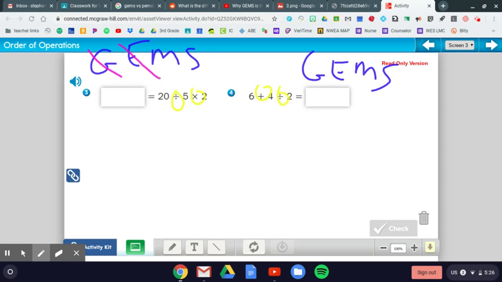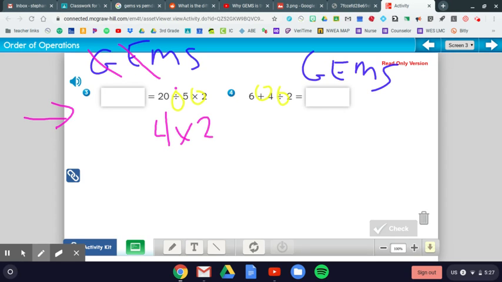Now, if I'm not careful, it says multiplication and division, so I might want to multiply first. This is what the video was showing us. I don't want to do that. I need to go in order from left to right. So I start with here. 20 divided by 5. What times 5 is 20? 4.